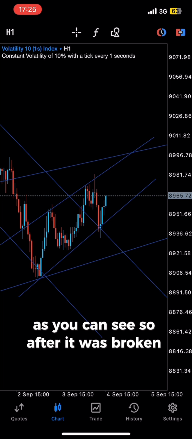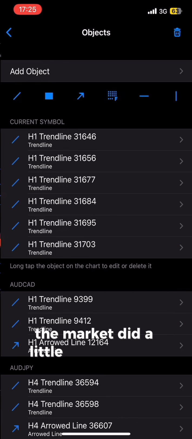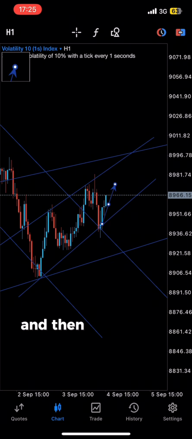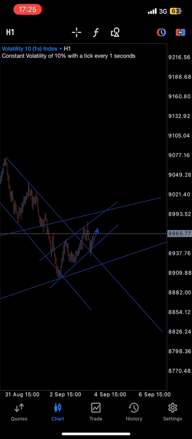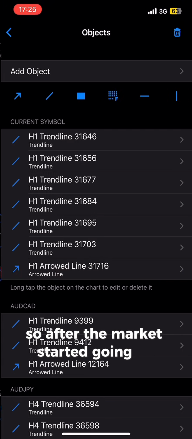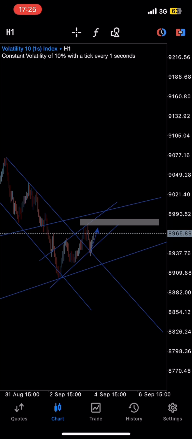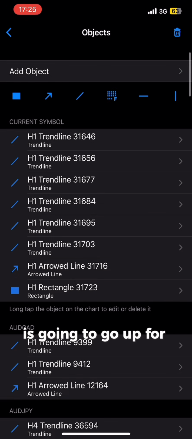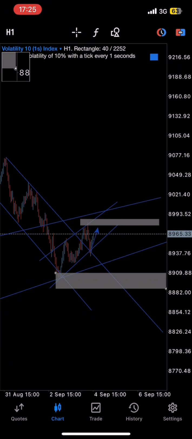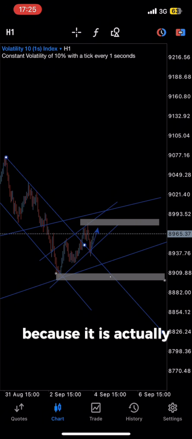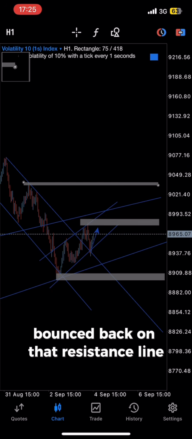After it was broken to the upside, the market did a little bit of a retest, and then the market started going up again. After the market started going up, it means that the market is going to go up for quite a long time, because it is actually retested. This was a successful retest because the market bounced back on that resistance line.